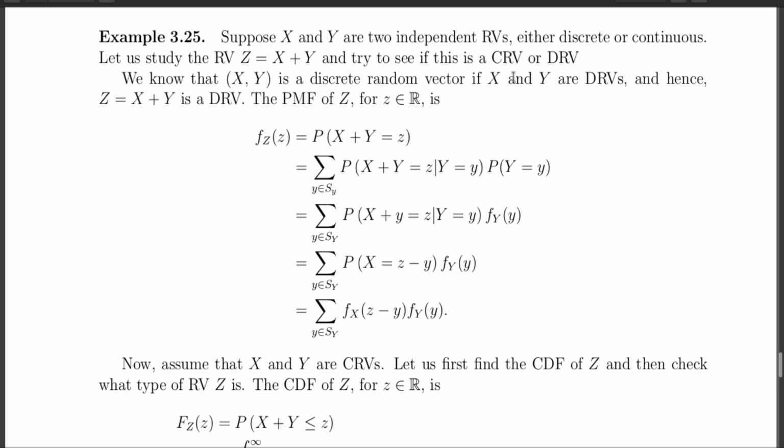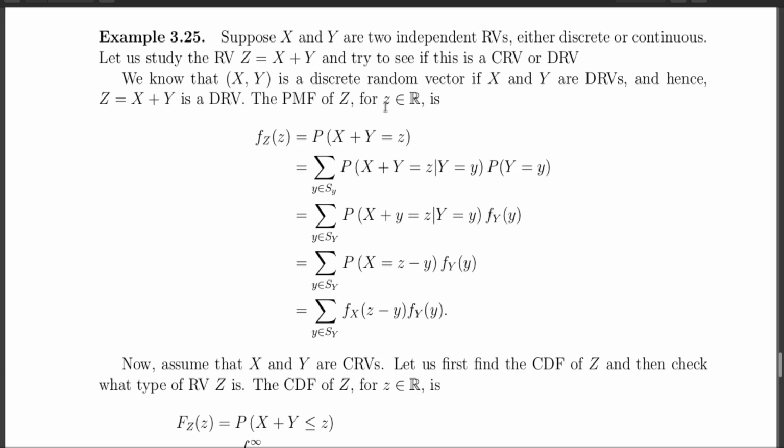We know that if x and y are both discrete random variables, then x comma y as a vector is also a discrete random vector. And for a discrete random vector, we already have the result that any function of a discrete random vector will be either a discrete random variable or a discrete random vector, based on whether the codomain of the function is R or R to the power n. In this case, for x plus y, the codomain is R. So obviously z, which equals x plus y, will be a discrete random variable.